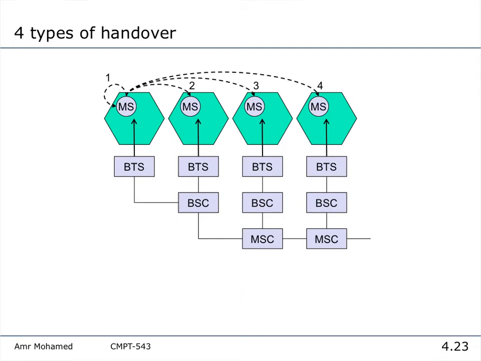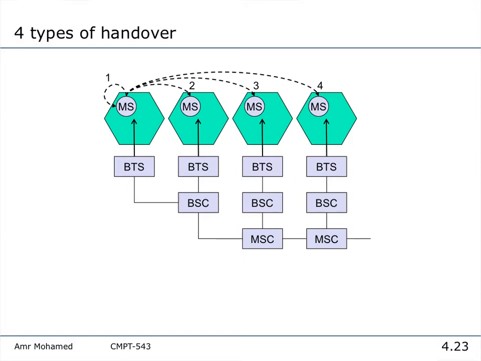Last time we talked about the architecture for GSM. We talked about the three major subsystems, the radio subsystem, the mobility subsystem, and the operation subsystem. And we talked about the different components, the interfaces between each of these subsystems, and the specifications of these interfaces.